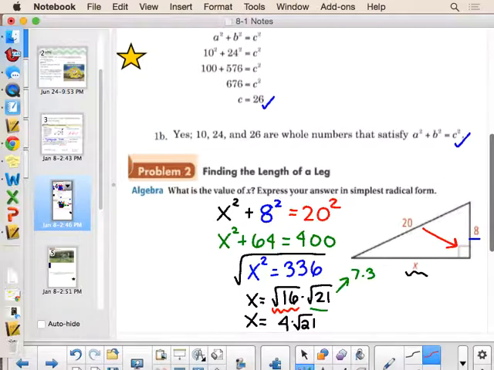Notice my final answer here is in simplified radical notation. Because this answer is not a whole number, these values do not represent a Pythagorean triple.